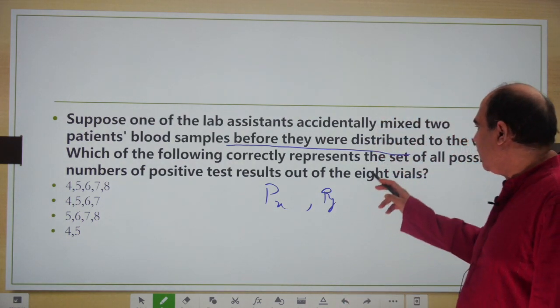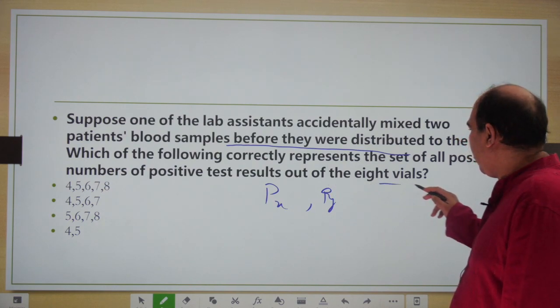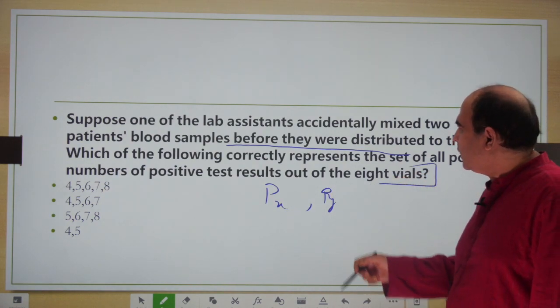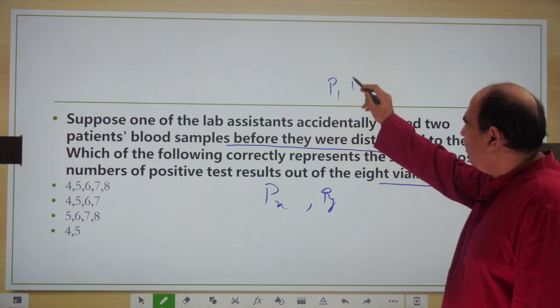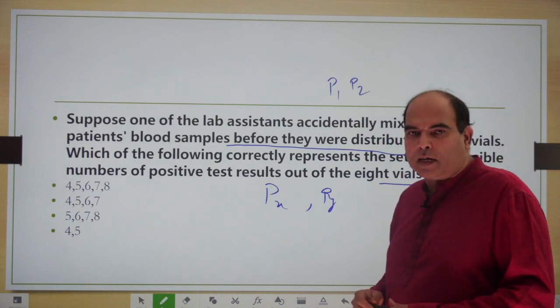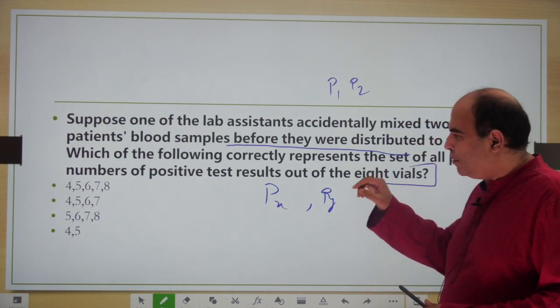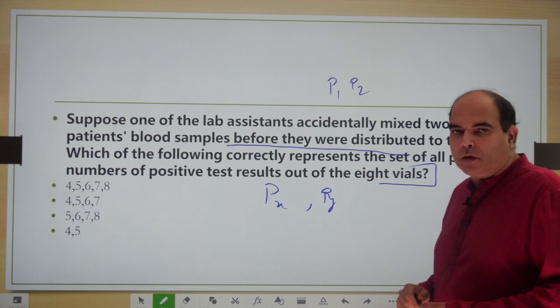Which of the following correctly represents the set of all possible numbers of positive test results out of the 8 vials? Let's take an example. Suppose he mixed P1 and P2. What is the question asking? Let's understand the question. Which of the following correctly represents the set of all possible number of positive test results out of the 8 vials?